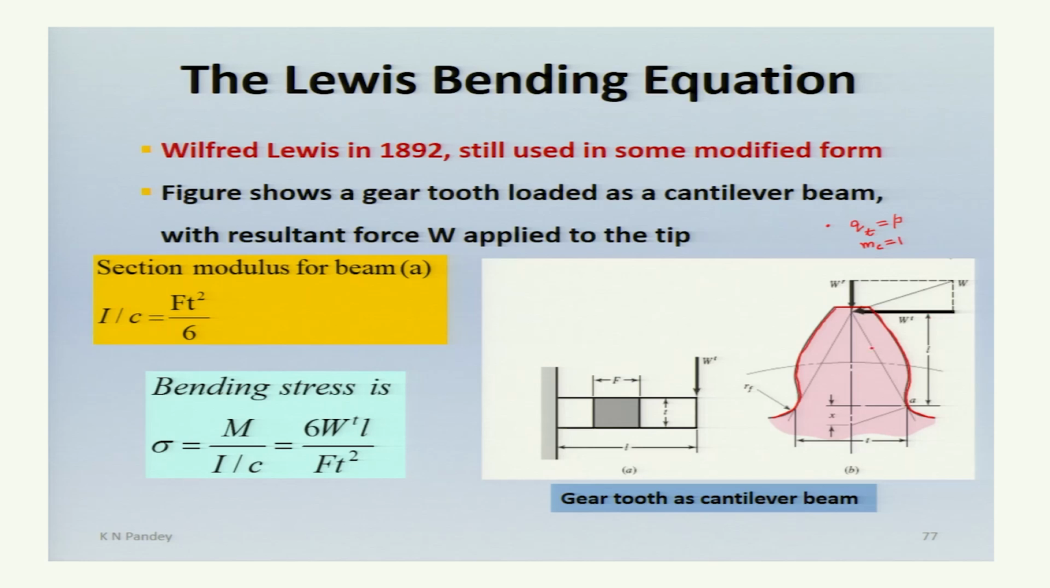So the figure shows a gear tooth loaded as a cantilever beam, because it is assumed that this is the fixed end and this is a type of beam, and at the end a force Wt is acting, or a normal load Wn is acting. This normal load has components Wt and Wr. Now, to determine the bending stress, what we have done is, from this fillet, let's make a beam of uniform strength like this.